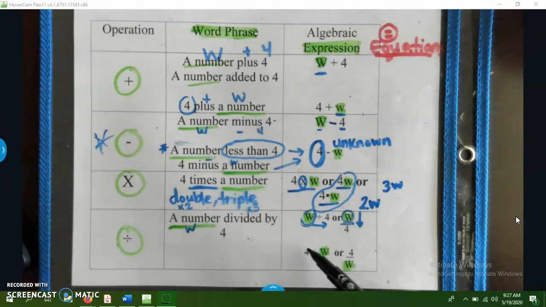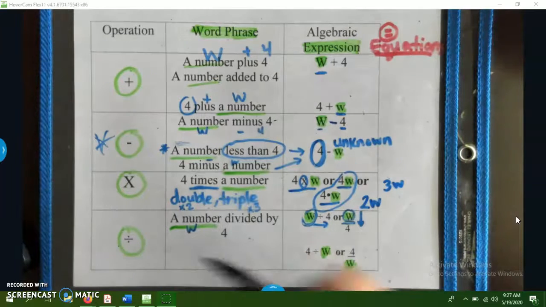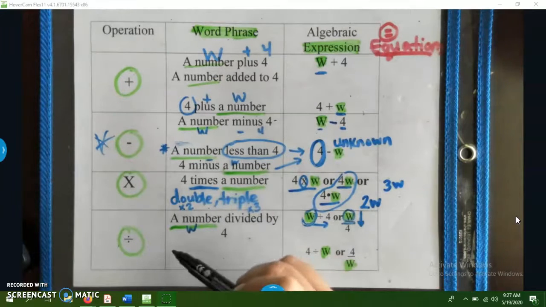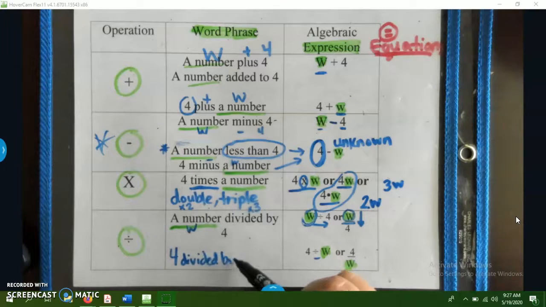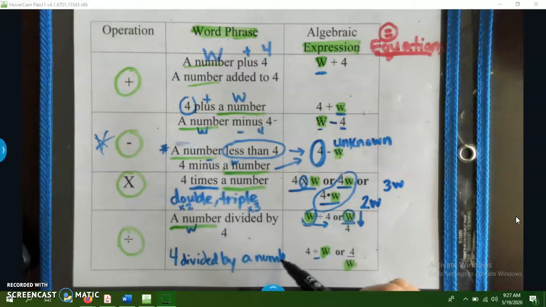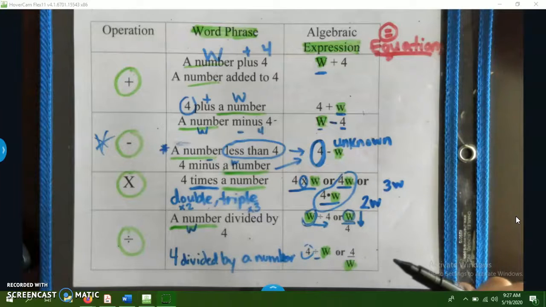Down here, we have a different phrase. We have 4 divided by an unknown amount, so a number. This would be if we have 4 pieces of candy and we're sharing it with an unknown amount of people. So again, the order matters significantly.